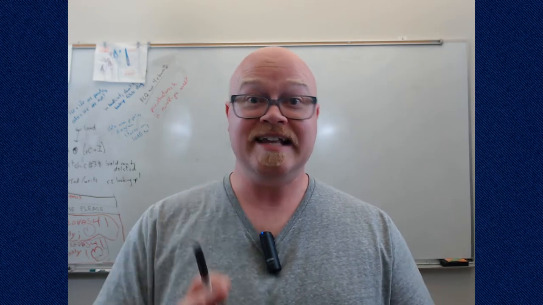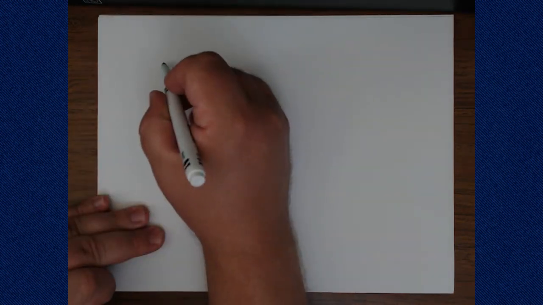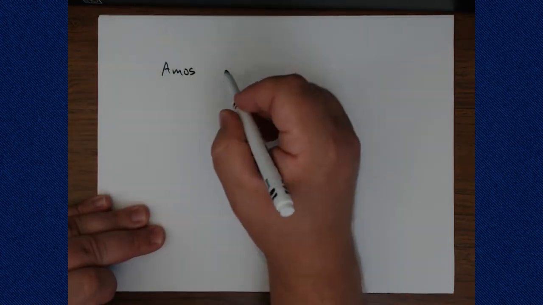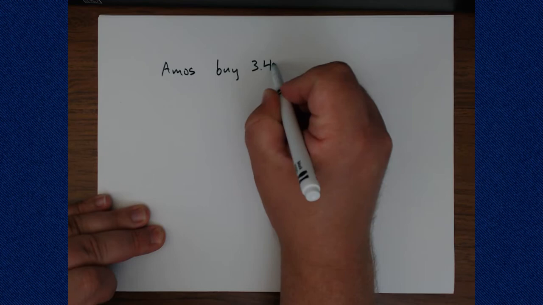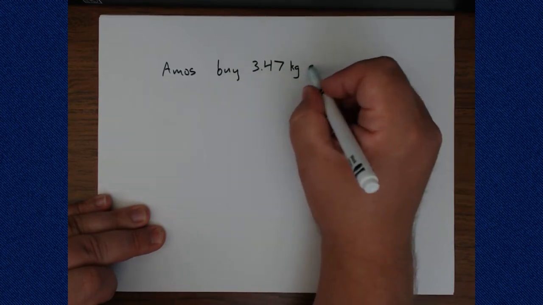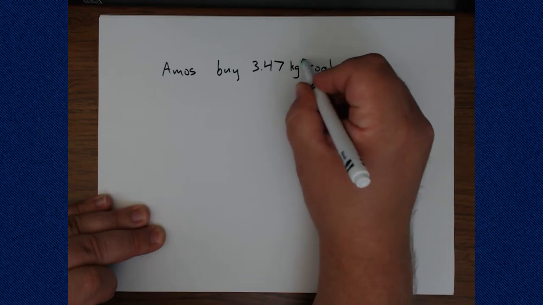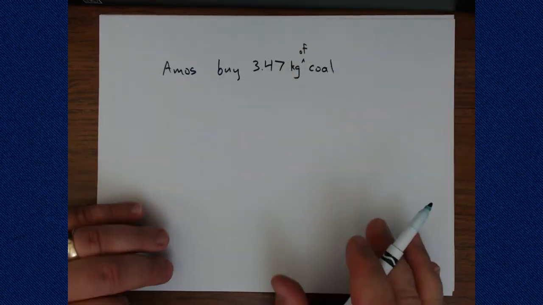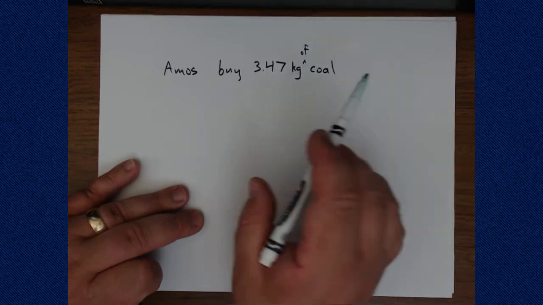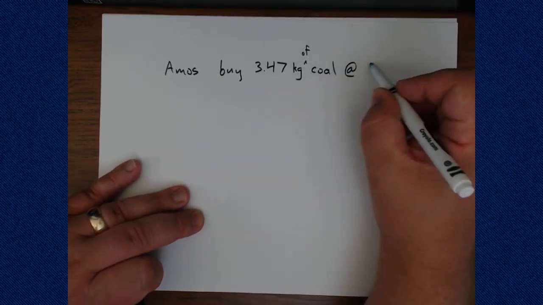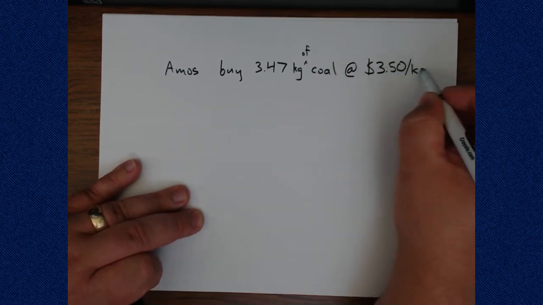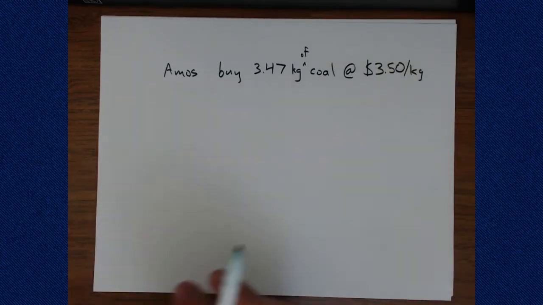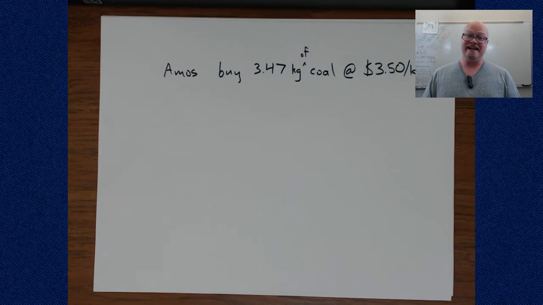And to exemplify this, I want to go with a real simple example. So we're going to take somebody, say their name is Amos. And Amos wants to buy some stuff. He wants to buy coal, and he wants to buy 3.47 kilograms of coal, and he wants to do this at the going market rate because it's so low, at $3.50 per kilogram.